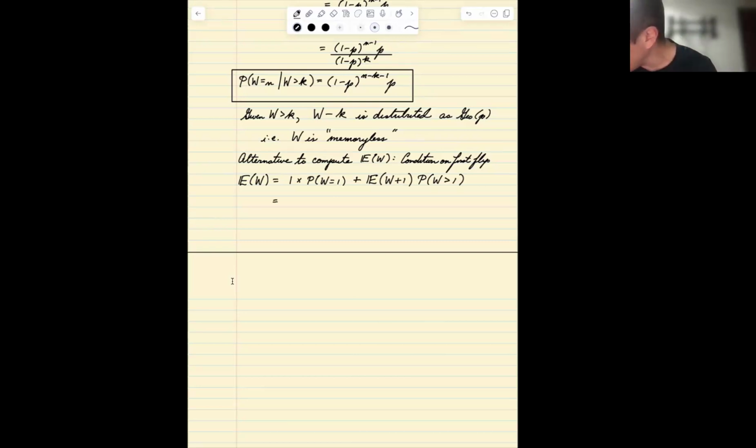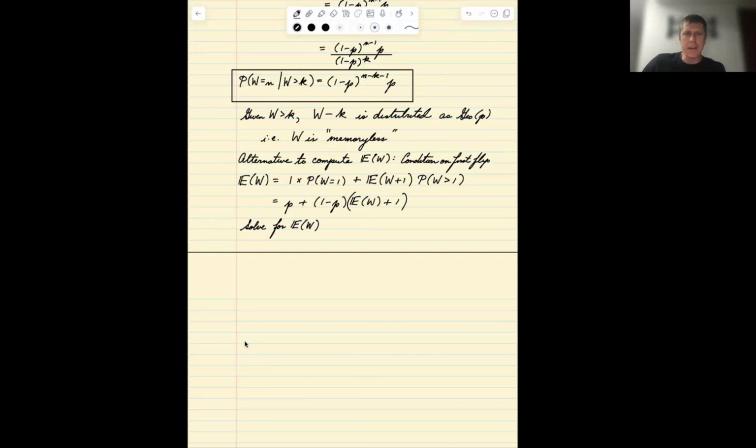So what we're left with here is the probability of W equal to one is P, and the probability W greater than one is one minus P, times the expectation of W plus one. So we have the expectation of W on both sides, plus one. Now we have one equation and one unknown, and we can solve this for the expectation of W.